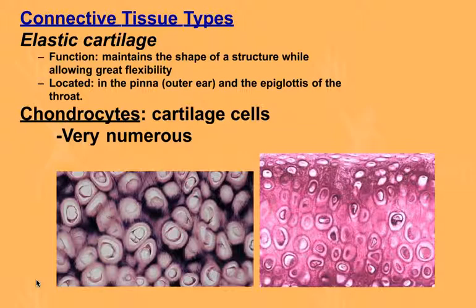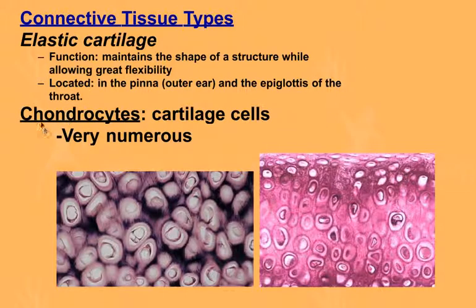Our next type of tissue is cartilage, and there are three types of cartilage that we're going to look at. The first type is called elastic cartilage, and elastic cartilage is going to be found in places like your ear. If you pull on your ear, you can tell it's a little flexible in its structure, and it helps maintain the shape of that outer ear structure.